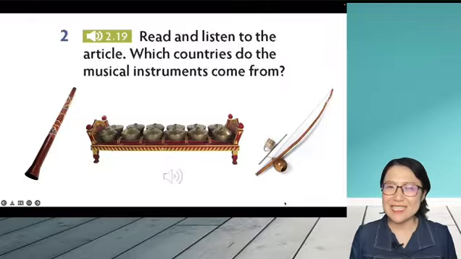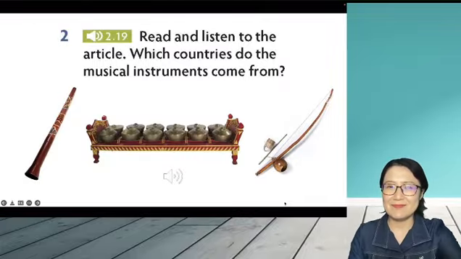Okay, and now let's listen to the recording. Musical instruments around the world. 1. The berimbau. This is a Brazilian instrument. It's made of wood. It's long and thin and has got 1 string. You play the berimbau by hitting the string with a stick. Musicians play the berimbau when people dance capoeira. Capoeira is now famous in many parts of the world, not only in Brazil.